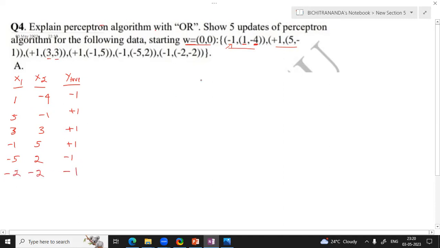We have been given 5, so 5 updates of the perceptron algorithm. So we are going to do 5 updates of W. Now your initial value of W is 0, 0, here W1 and W2. So let's see the diagram first.